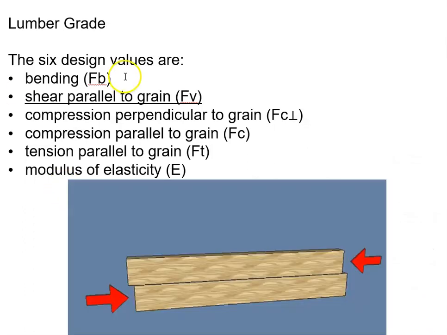And then we have shear parallel to the grain. So again, very important, the grain runs in the same direction as the tree trunk. So it runs along the longitudinal axis of the timber. So shear parallel to the grain would be like this, right? The top is being pushed that way, the bottom is being pushed that way, and the two are pushed past each other. So that is shear parallel to the grain.